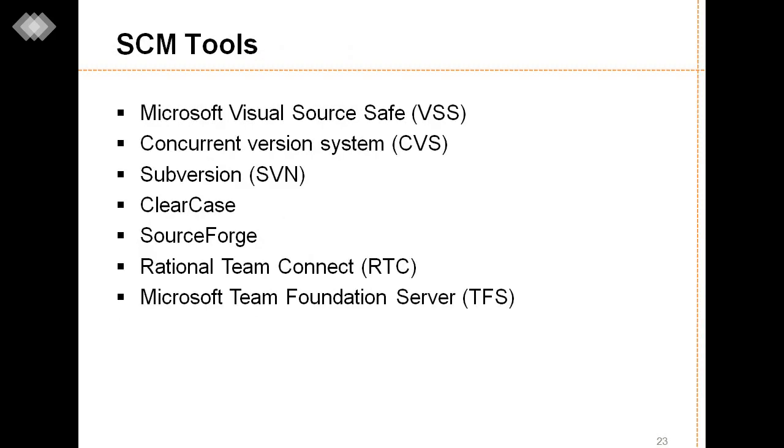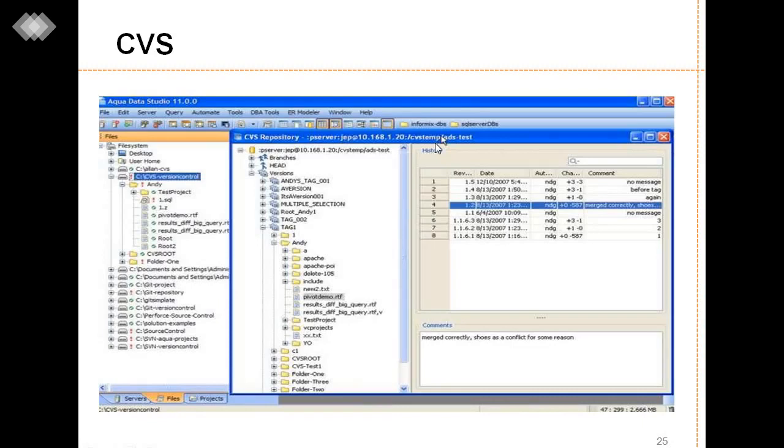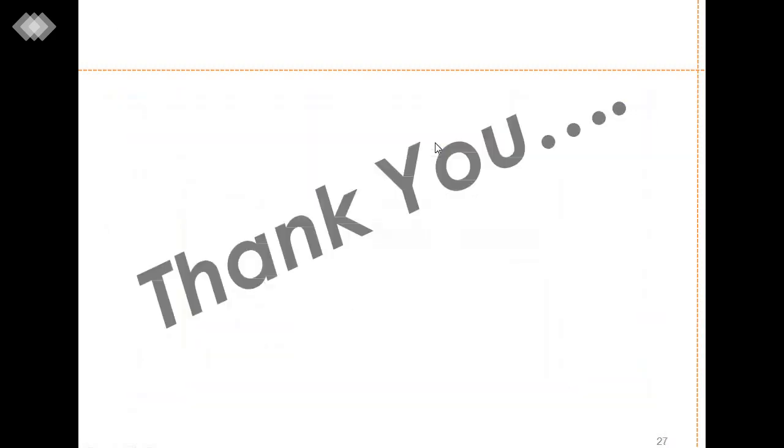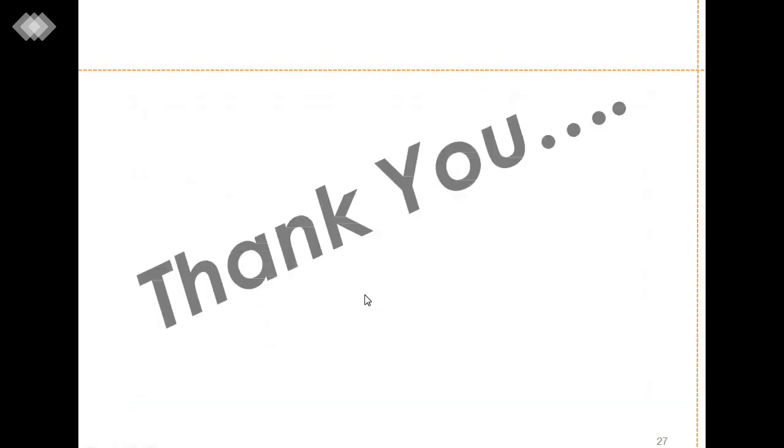Then we have learned about some tools like VSS, CVS, SVN, RTC, and TFS, Team Foundation Server. And we have shown different tools, how they look like, how they work, how these tools are generated. First is VSS, then CVS, then we have done TFS. So students, it is all over about our software configuration management, which is related to our unit 4. So we have covered our software configuration management.